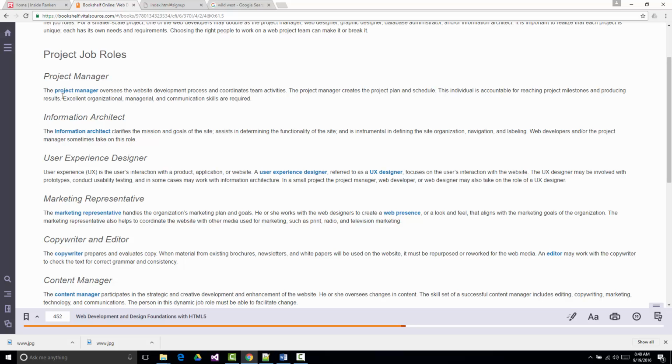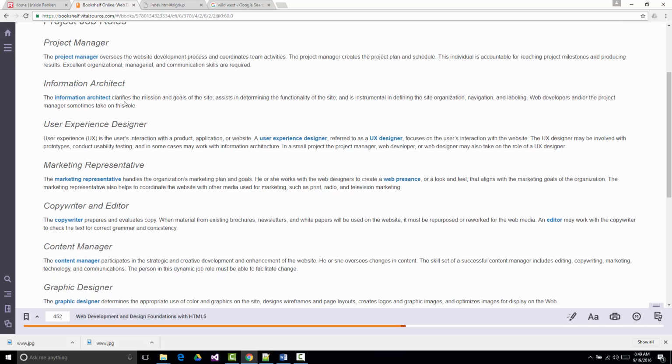All right. So again, the project manager, as it says, oversees the whole project. The information architect clarifies the missions and goals. When you look at some of these, for instance the information architect, it's like, okay, clarifies the missions and goals of the site. That doesn't sound like a full-time job. No, there are other things that they may do, and they may work in conjunction with some of these other people.